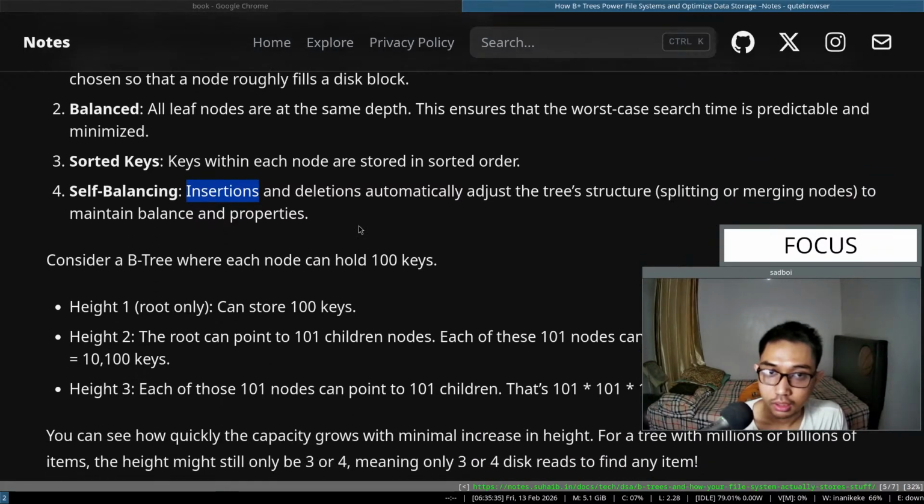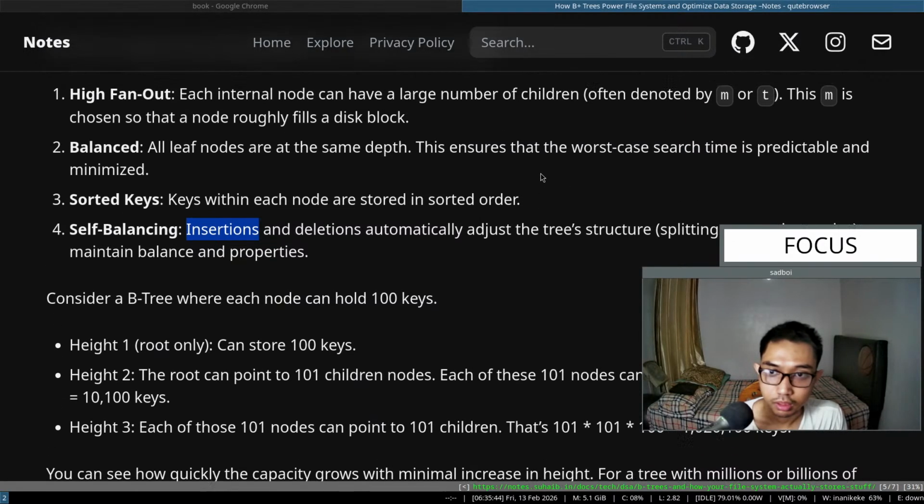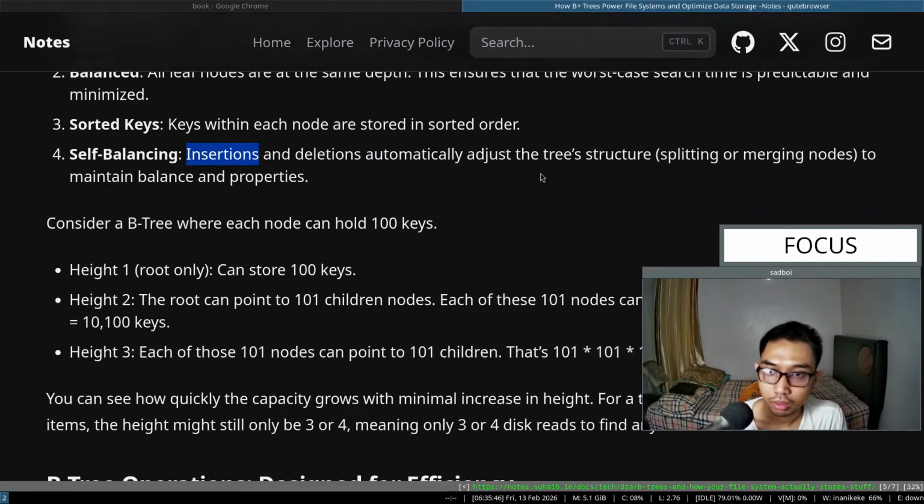Insertion and deletion automatically adjust the tree structure, splitting or merging nodes to maintain balance and properties.